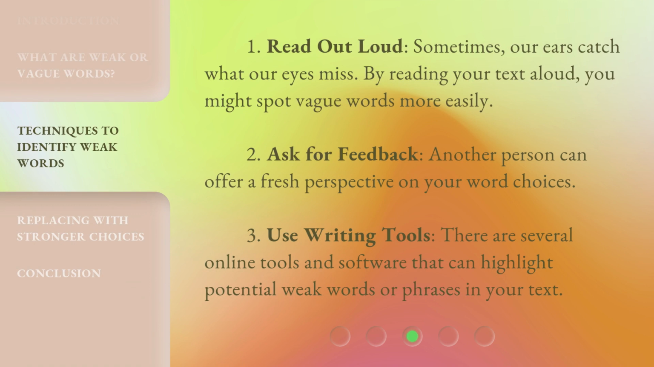1. Read out loud. Sometimes, our ears catch what our eyes miss. By reading your text aloud, you might spot vague words more easily. 2. Ask for feedback. Another person can offer a fresh perspective on your word choices. 3. Use writing tools. There are several online tools and software that can highlight potential weak words or phrases in your text.